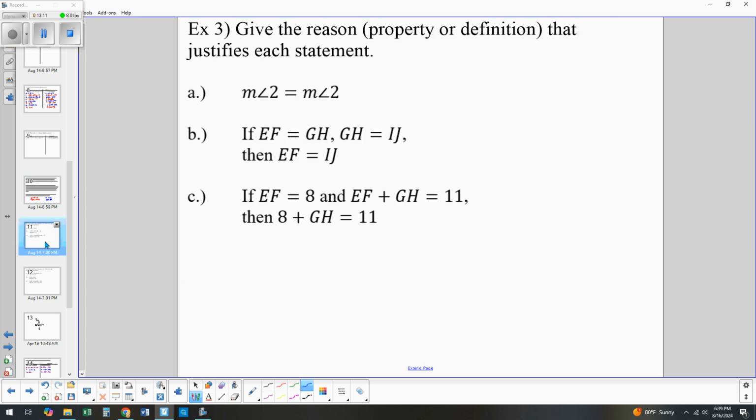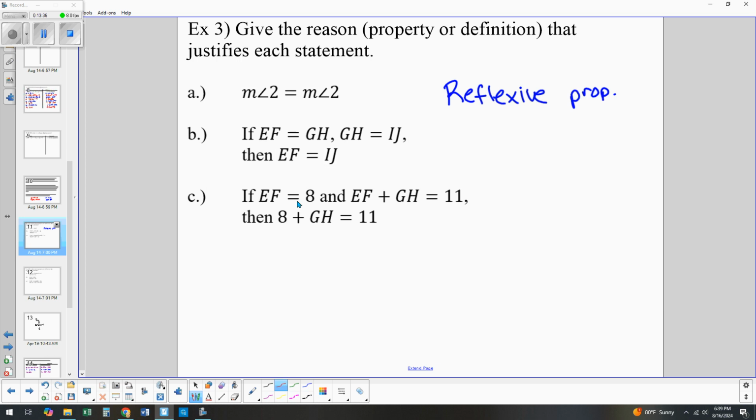So let's look at these and just give the reason, either property or definition, that justifies being able to make each statement. The first one is showing that these 2 measures of these angles are equal, and it's the same exact one, like looking in a mirror right back at yourself. So that would be the reflexive property, right? See your reflection, it is the reflexive property.